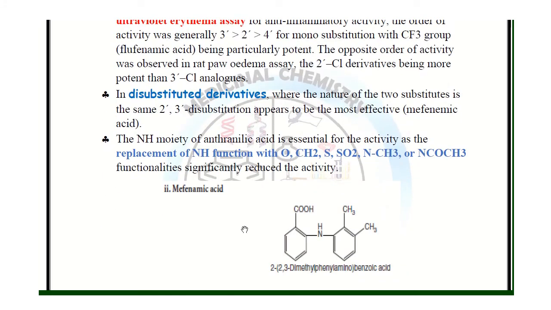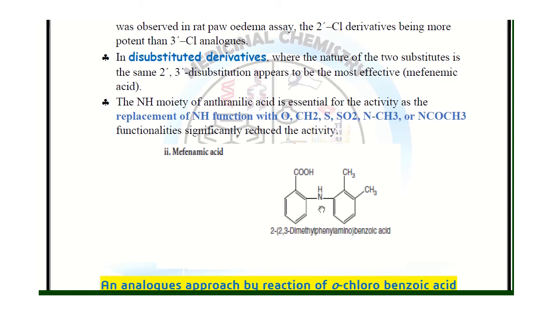This is the chemical structure of mefenamic acid. You may observe that this is the anthranilic acid ring nucleus, but this benzene ring is substituted with two additional methyl groups at the second and third position, and due to these additional 2,3-dimethyl side chains, it has higher therapeutic efficacy in comparison to the other anthranilic acid derivatives.